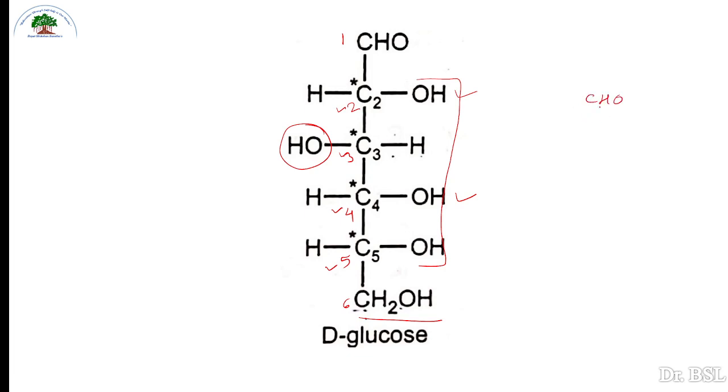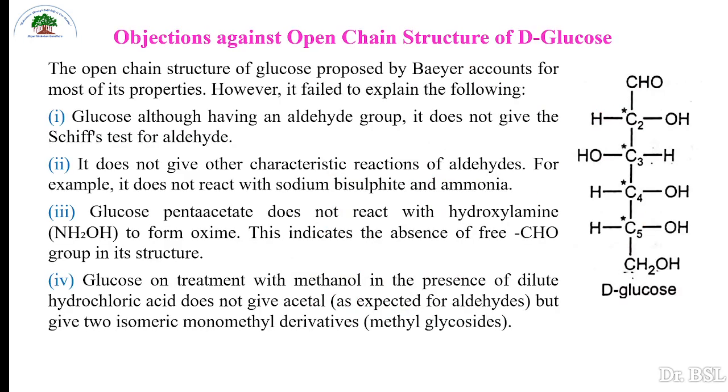So this can be drawn like this: CHO, then OH, H, OH, H, OH, H, OH, H, and here CH2OH. Then let us see the objections against the open chain structure of D-glucose. So this is the open chain structure of D-glucose.